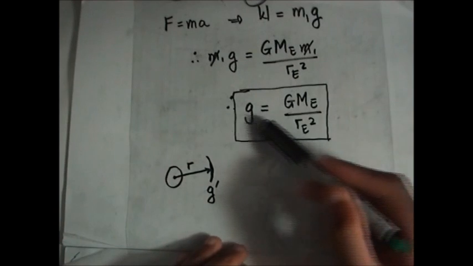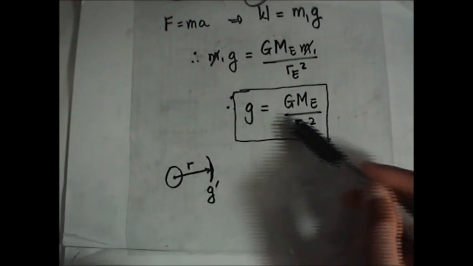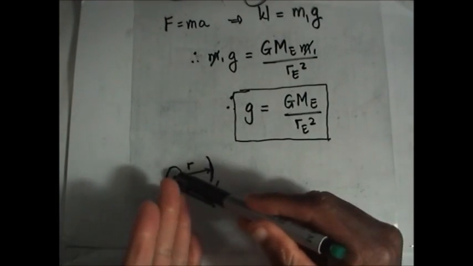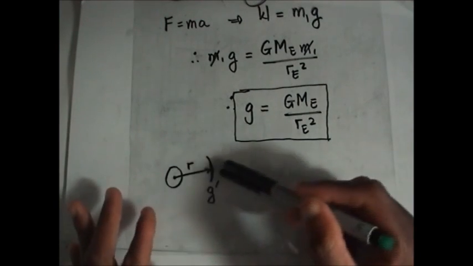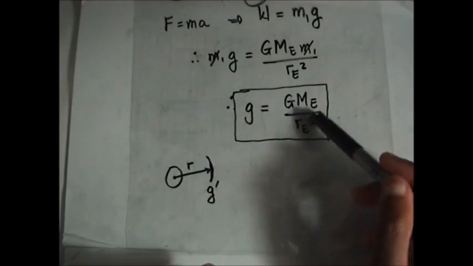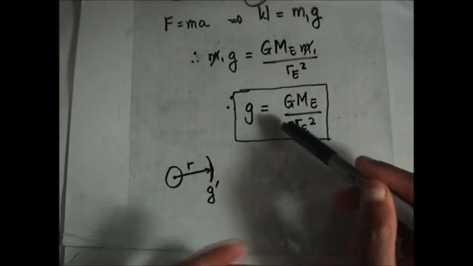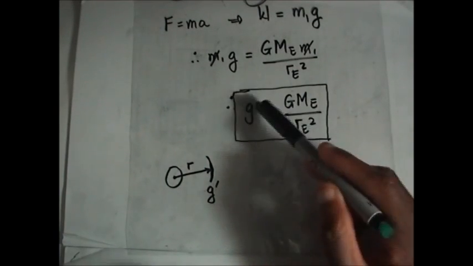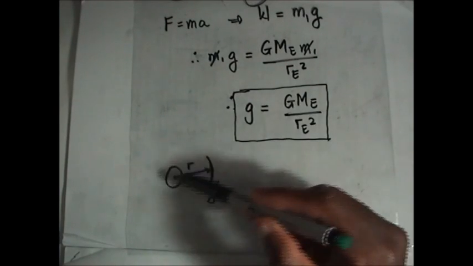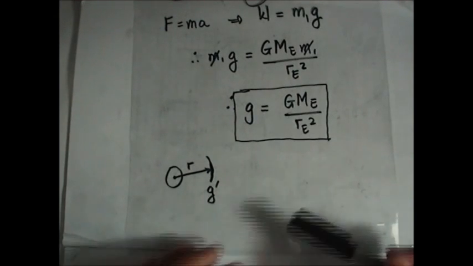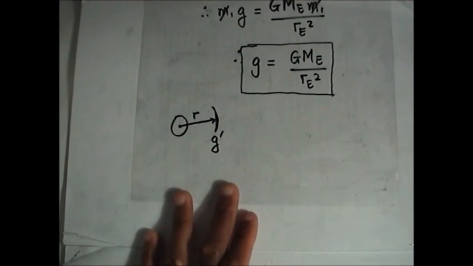And you can see g decreases inversely with the square of the radius. As the radius goes up, g decreases. It decreases inversely. It's inversely proportional to the square of this radius. So that is that formula.